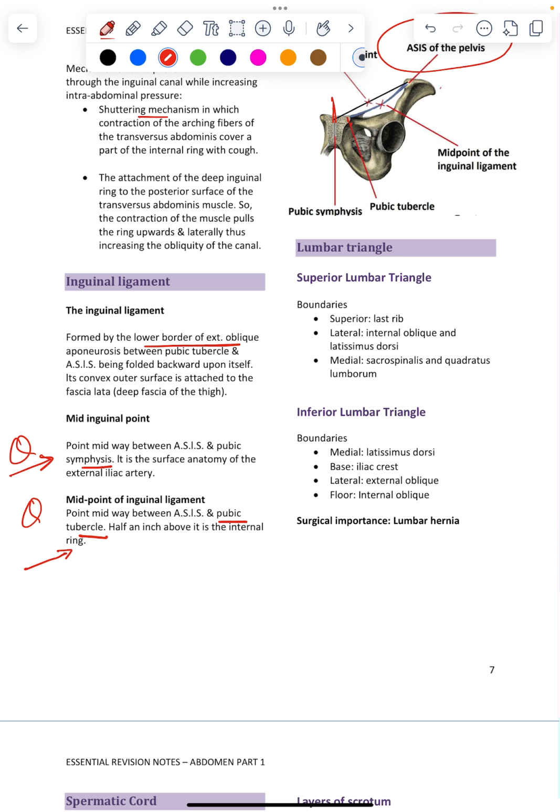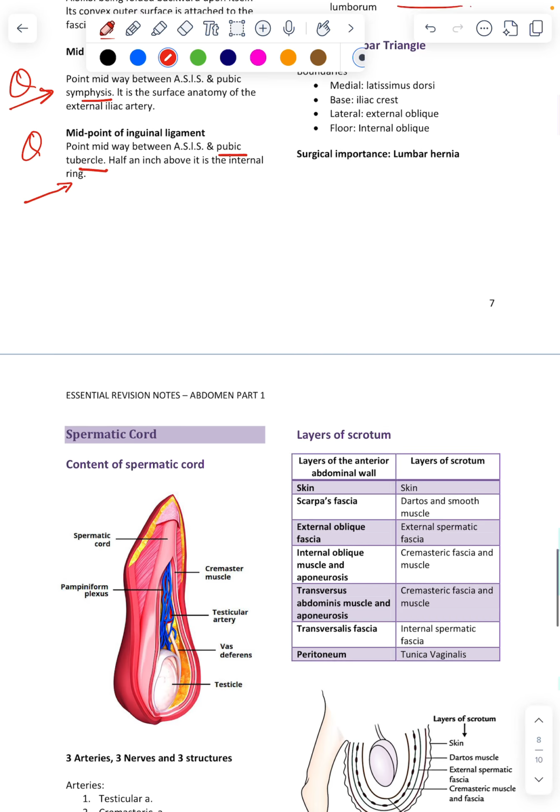The superior lumbar triangle: superiorly is the rib, laterally is internal oblique, medially is erector spinae and quadratus lumborum. Inferior one is also called by another name. So these are the triangles.